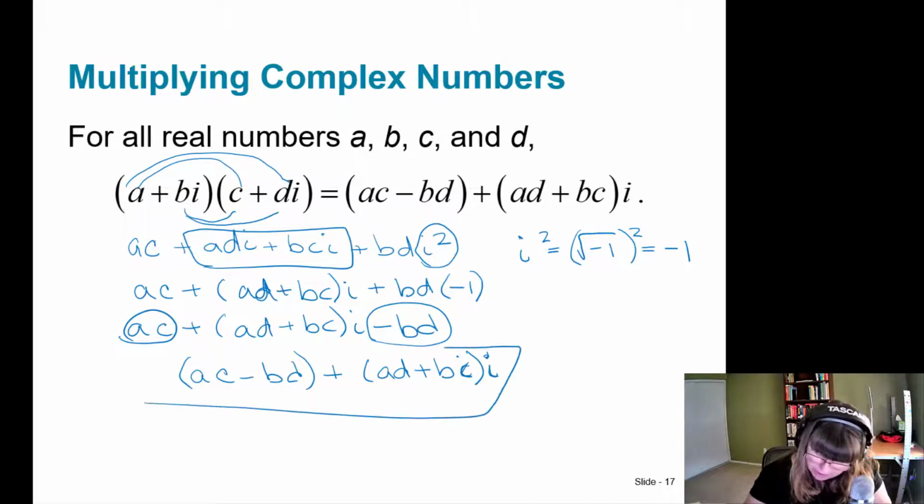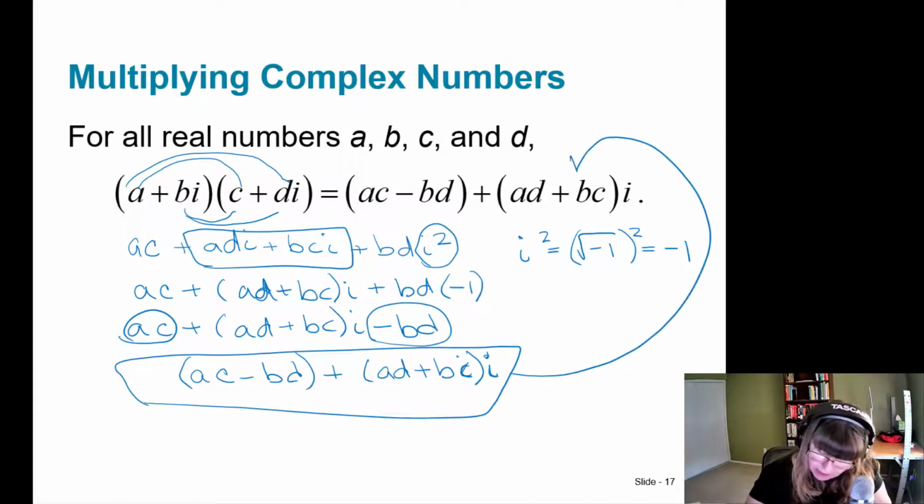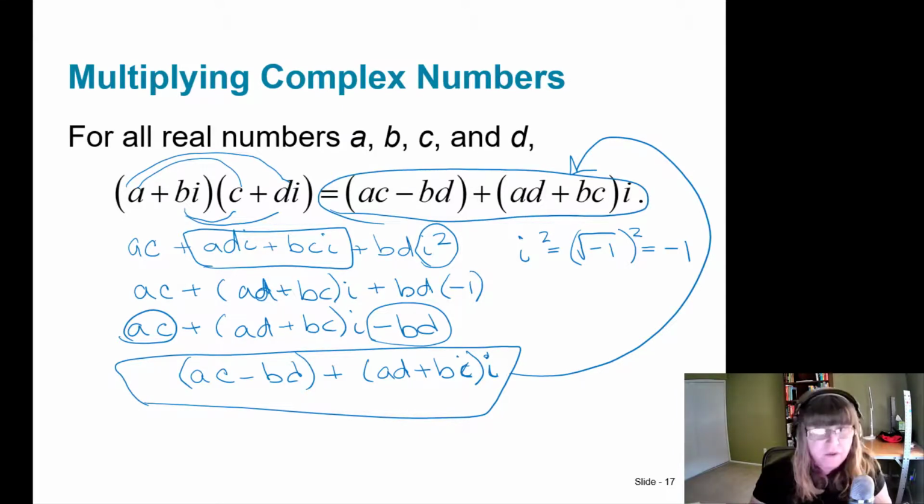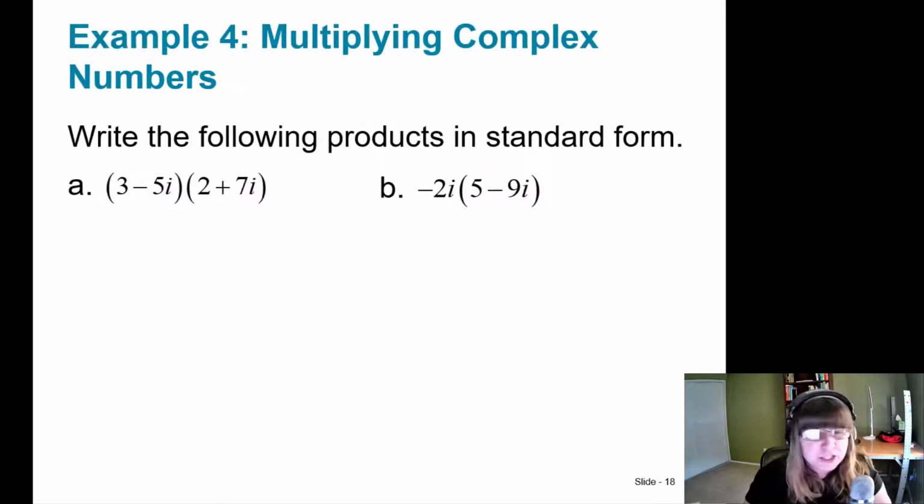And that's what that is. So you can either remember this formula, or we can just use a skill we already know, which is let's FOIL it. The only thing we have to remember is if we get an i squared, we have to change that into a -1. Let's do a couple of examples of multiplication with complex numbers.